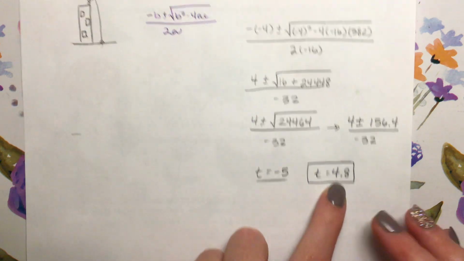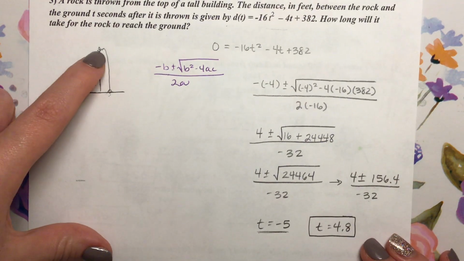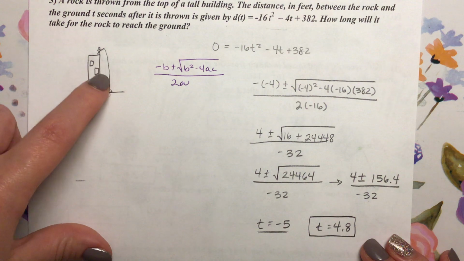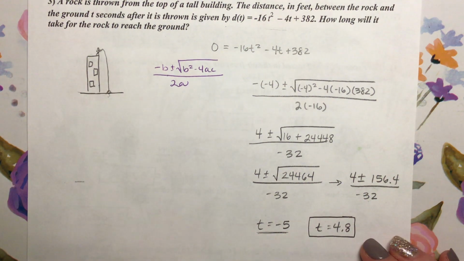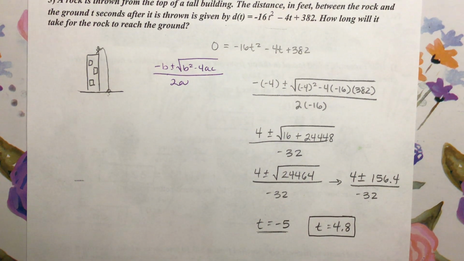So after 4.8 seconds, so this person throws the rock and it's going down, down, down, down, down. At 4.8 seconds, the rock will hit the ground, or at approximately that amount of time.